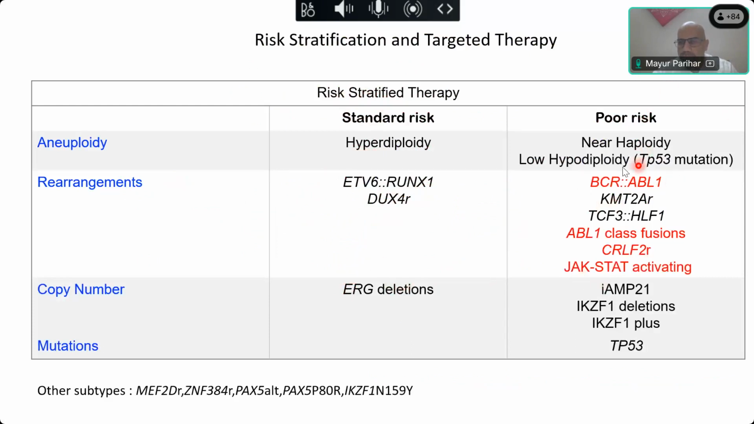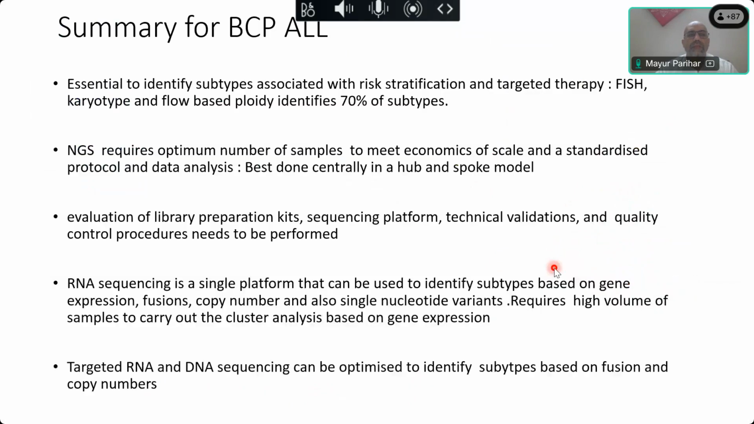And the red ones, what I'm showing you here. So identify abnormalities that are important for risk stratified therapy, and we must identify in a diagnostic lab abnormalities which have targeted therapy. There are other subtypes also, like PAX5 alt or PAX5 P80R, whose risk stratification is intermediate risk in this patient, but these ones at least you should identify. So for summary for BCP-ALL, it is essential to identify subtypes associated with risk stratification and targeted therapy.